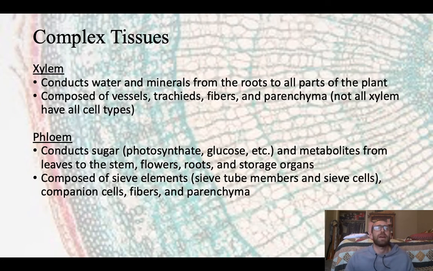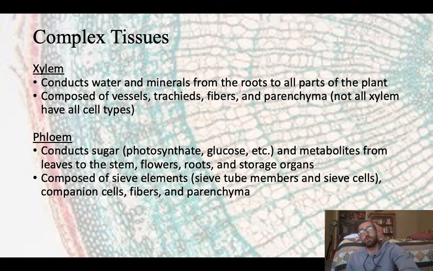Okay, so now lastly we're going to look at complex tissues. And again, these are permanent tissues, but what separates them from our simple permanent tissues is that our complex tissues are made up of multiple cell types. And we have two very important tissues. We have our xylem tissue and our phloem. Both of these tissues are part of the vascular system. And when I say vascular, this is the system that's going to transport, in this case, water, sugar, and minerals throughout the plant. So our xylem tissue conducts water and minerals from the roots to all other parts of the plant.